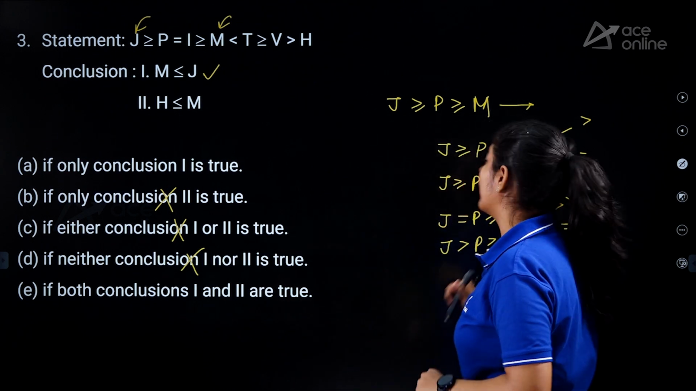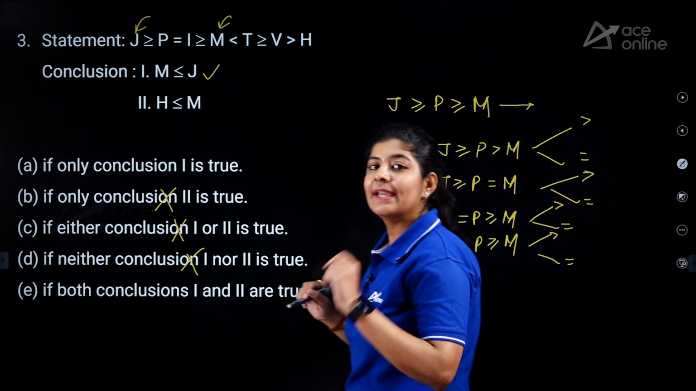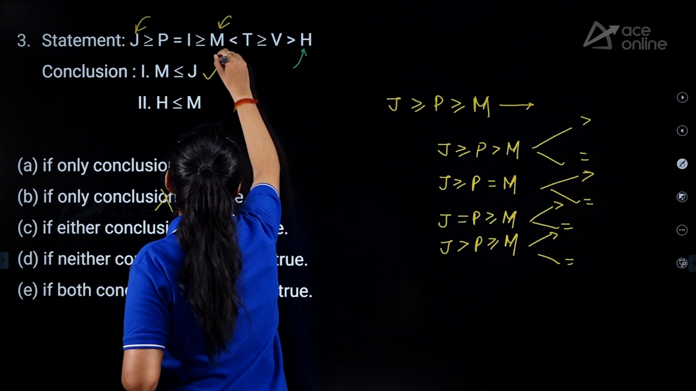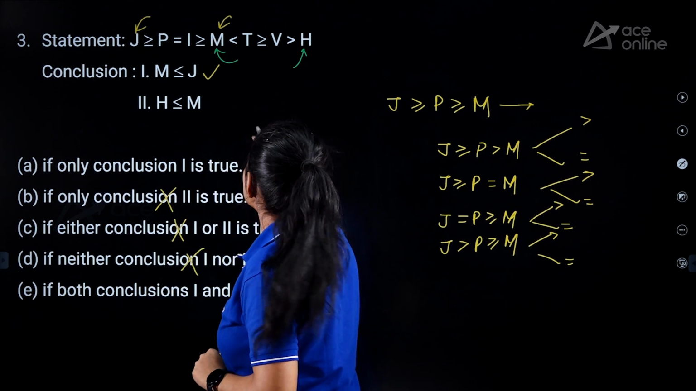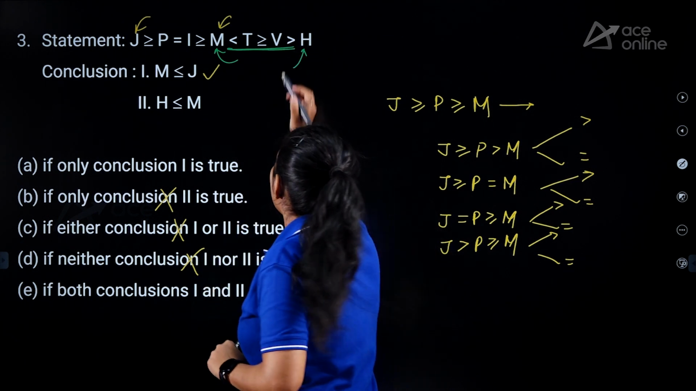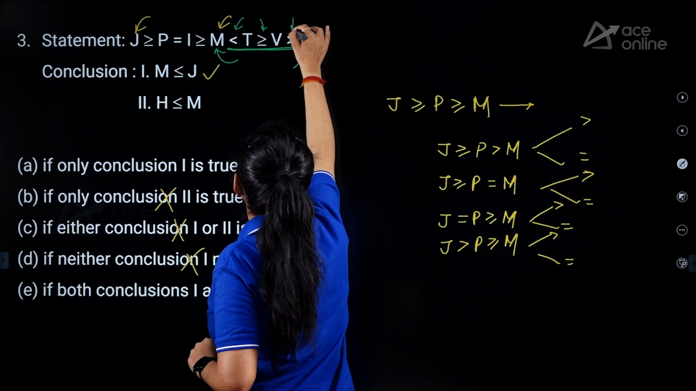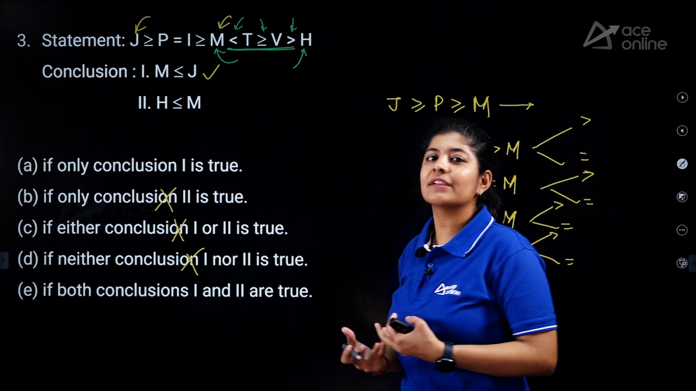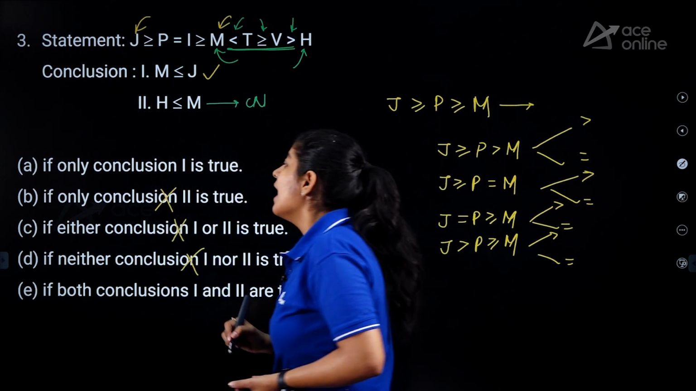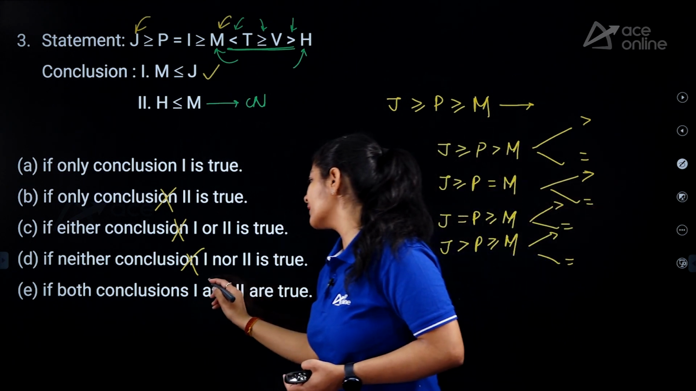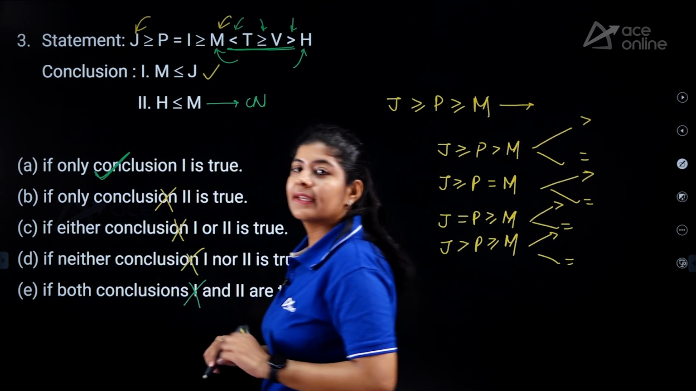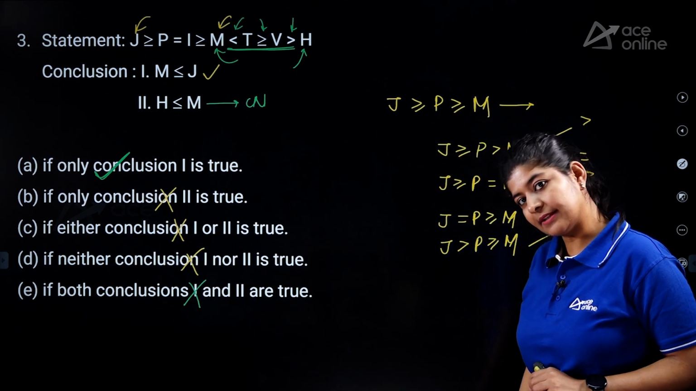Now check the second one. The second one says that H is less than or equal to M. Here we are having H, and here we are having M, right? If you see, the letters which are connecting M and H are having different directions or different symbols. So can we conclude anything from this one? No, we can't. So we simply consider it as can't say. So this option is also eliminated, and the correct answer over here is your option number A. Is it clear?